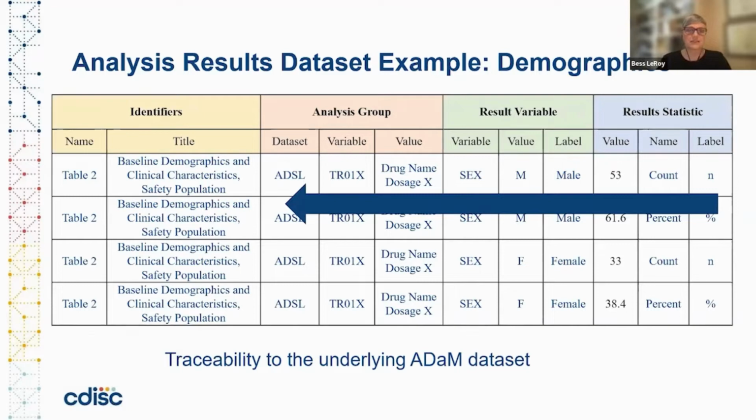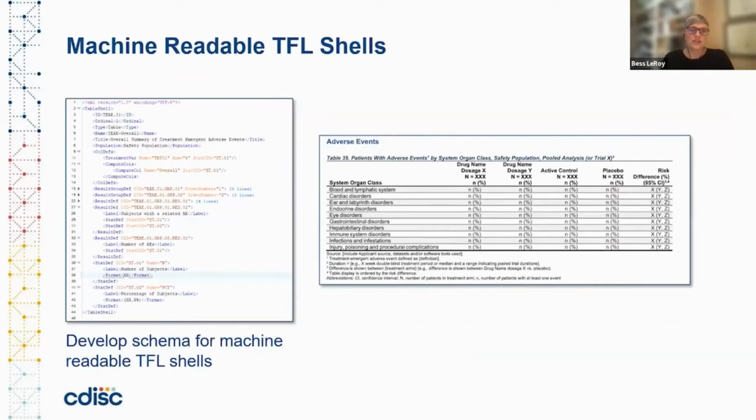We also want to develop a schema for machine readable TFLs. So this is something that we've been working on. How do you provide sponsors with that metadata right up front? We want standards to be easier to use. That's one of the goals at CDISC. And so providing that metadata to sponsors already in this format, we think will be very helpful.